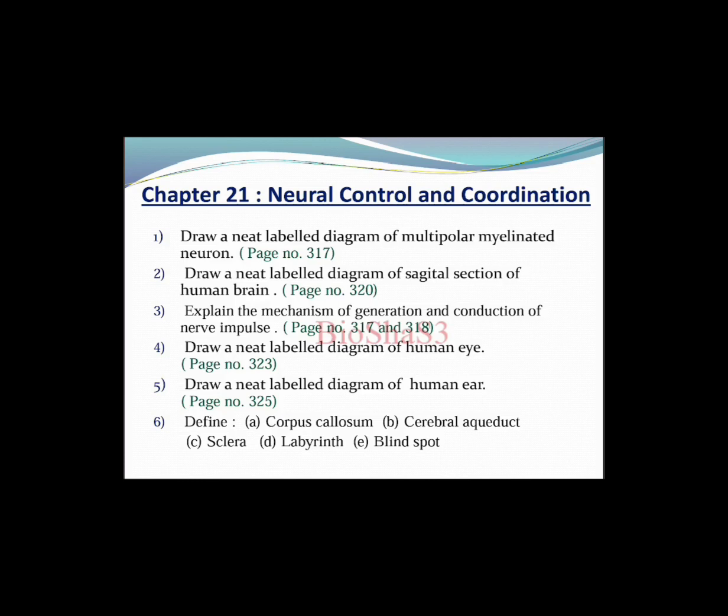So one tip, students: many times what happens is when we feel that we know a particular question, there is a tendency where you lose the marks from that question because of overconfidence. So don't be overconfident in those topics. If you know the topics well in advance, keep revising them so that you don't lose any marks there. Then define corpus callosum, cerebral aqueduct, sclera, labyrinth, blind spot. You have to give the definition of the particular terms. Okay. So this is regarding neural control and coordination.